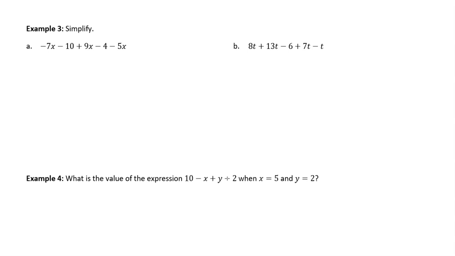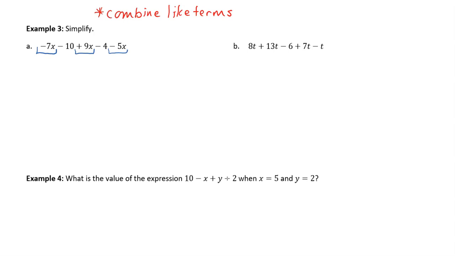So when we say something like combine like terms, we're saying we can only add or subtract things that look the same. In this case, what parts of my expression look the same? Well, this negative 7x, this plus 9x, and this minus 5x all have an x attached to them. So that's why I'm going to combine those like terms.